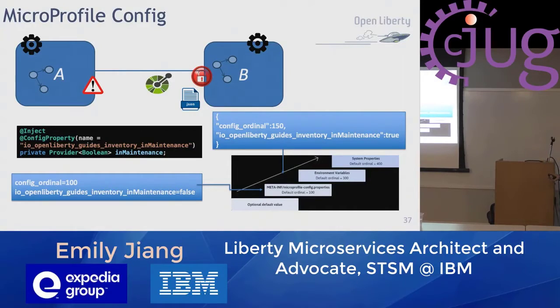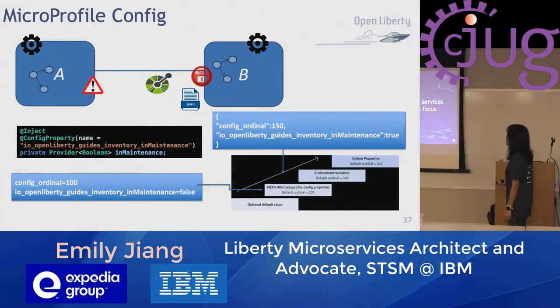So all of these are called config sources. They all have a priority. The one with a high priority will overwrite the one with the lower priority. So this is MicroProfile Config.